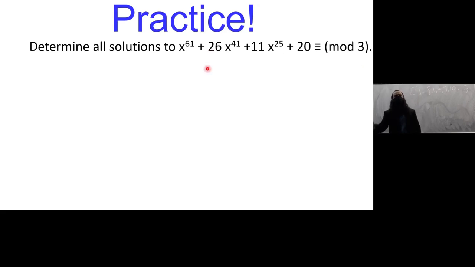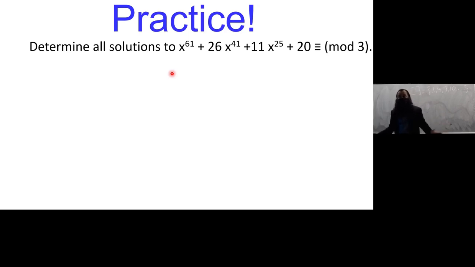Okay, sorry. You need that 3 doesn't divide the base. When you have a to the p minus 1, you need that the modulus p doesn't divide the base a. So 3 doesn't divide x. Well, we don't know whether or not 3 divides x, so we can't really apply Fermat's little theorem right away.